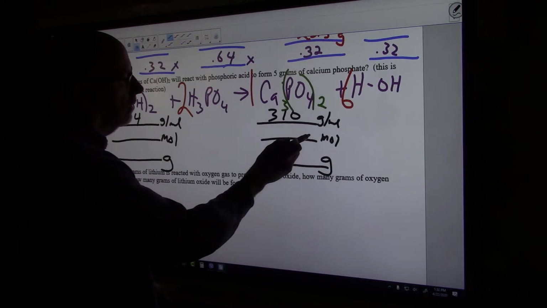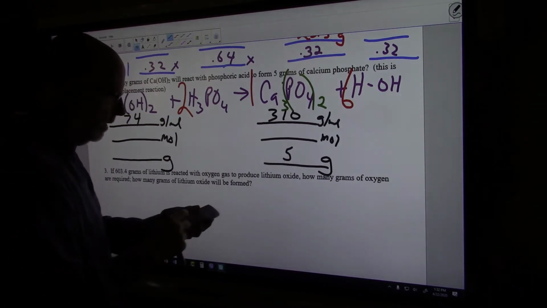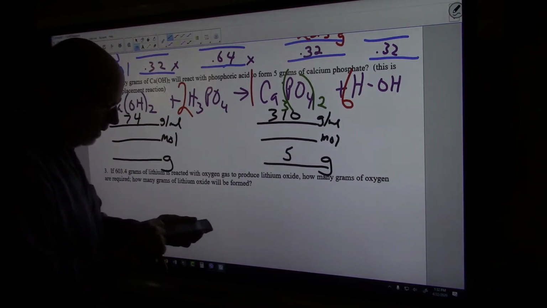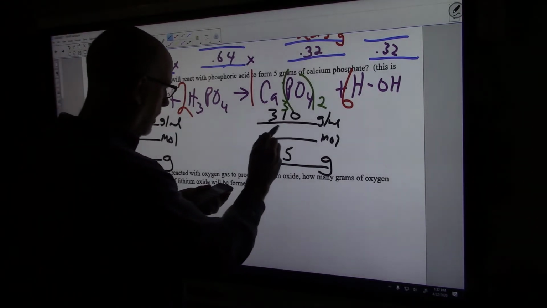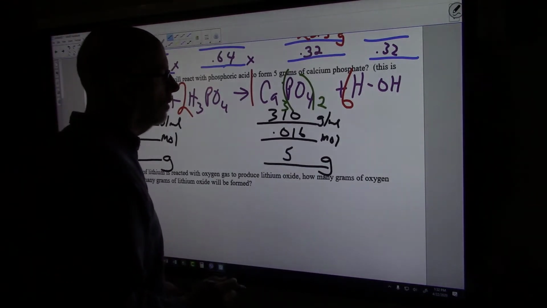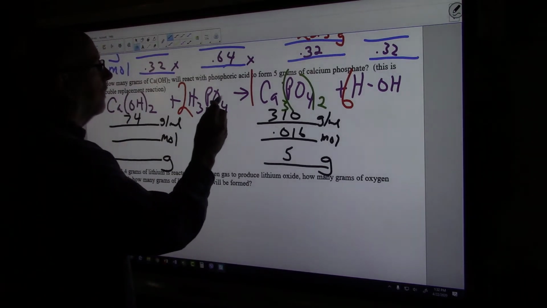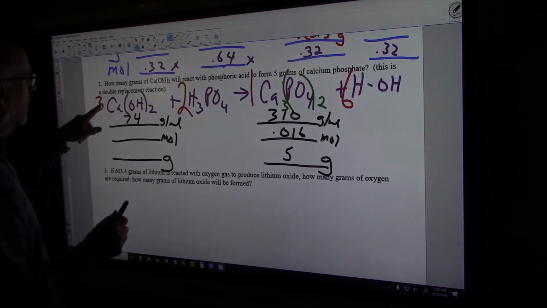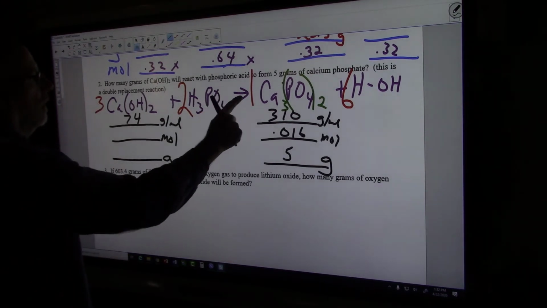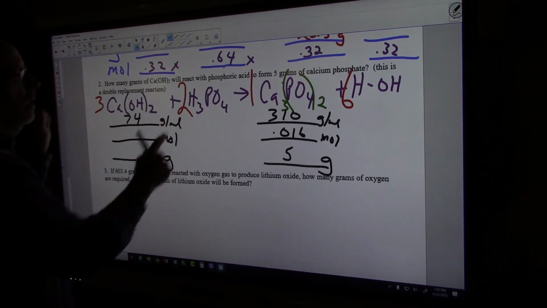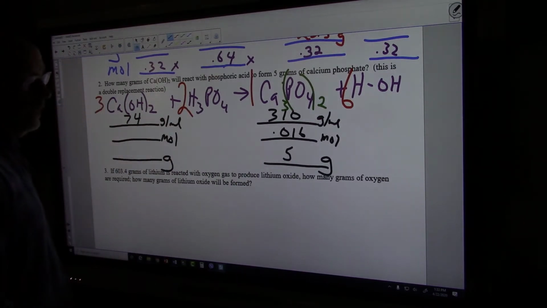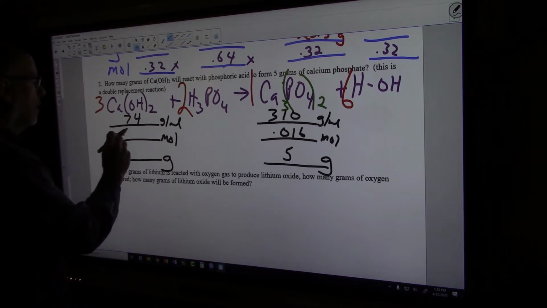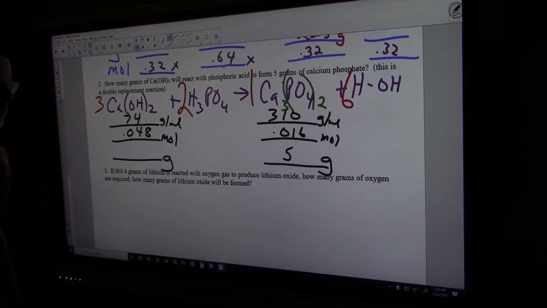Moles here equals grams divided by molar mass. Use that circle thing, which I hope you wrote down. 5 grams divided by 310, which I think is right, 0.016 moles, two sig figs. All right, I've got a 1 to 3 mole to mole ratio, 3 times as many moles. 1 is to 3 as 0.016 is to 0.048, right? 0.048 moles, right?